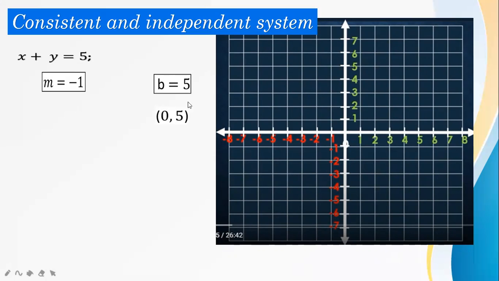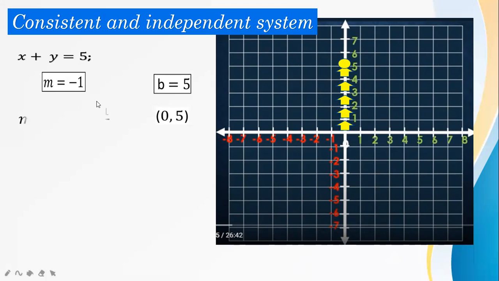Then first, all you have to do is you plot 0, 5. So we have x is 0 and your y is given, which is positive 5. And therefore, you move 5 units up or above the x-axis. So we have 1, 2, 3, 4, 5. So this will be your point.